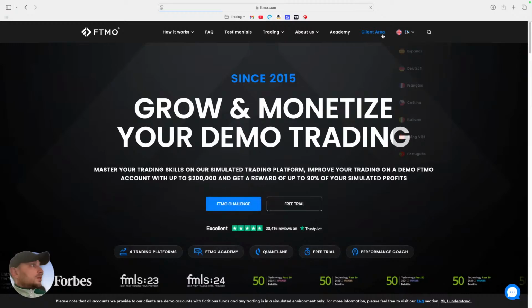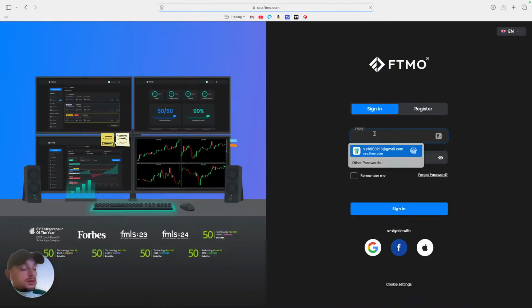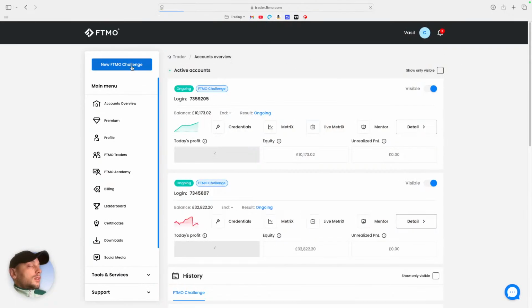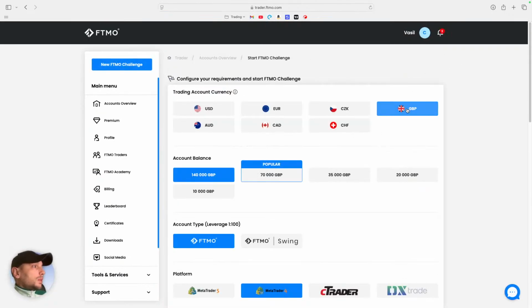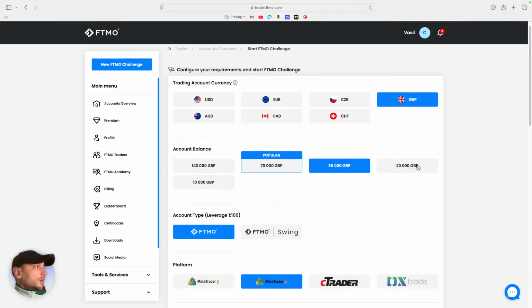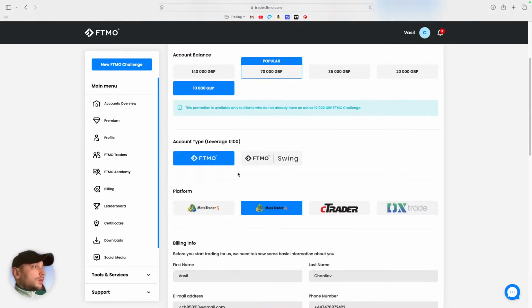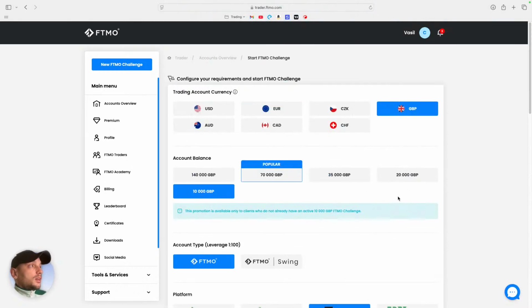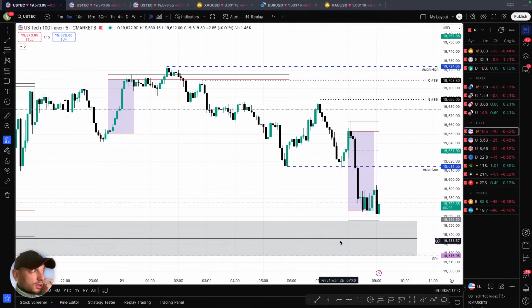So basically, let's say I want to buy a new challenge, in pounds. So these are all the options you have. A 10,000 account. It's something like 130 quid, and basically they give you a 10,000 account in which you need to pass a challenge. In this challenge, they're good because they show you proper risk management. In this challenge, your daily drawdown is 5%.